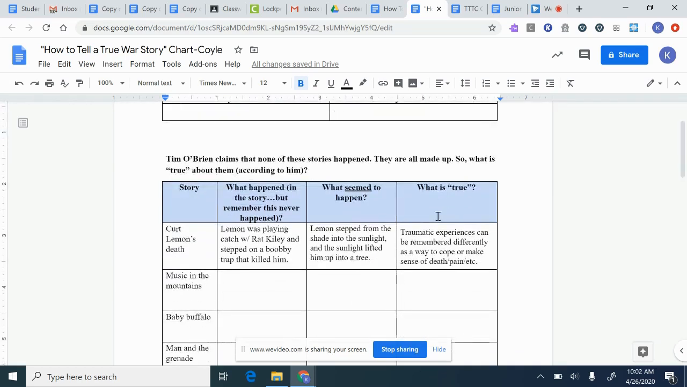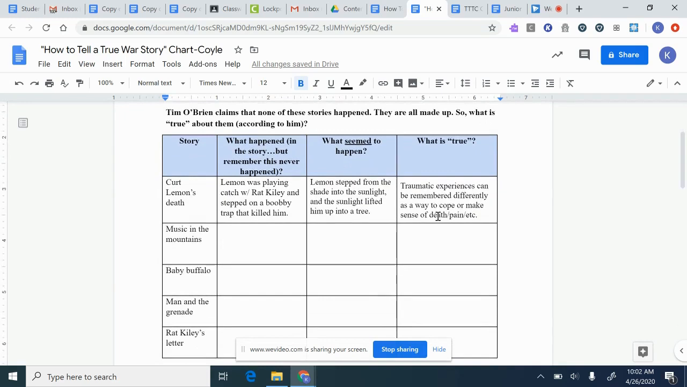In the bottom part of the chart, he goes back and forth in this chapter with a couple of different stories. The Kurt Lemon's death one, he'll tell it to you once and then he'll come back to it a couple of times. And so you're piecing this story together, and you want to look at how the story is changing every time he tells it. This first column is what happens in the story, like what actually is the story. So in Kurt Lemon's death, the basic summary is that Lemon was playing catch with Rat Kiley. They were tossing a smoke bomb back and forth to each other. He steps on a booby trap and that kills him.